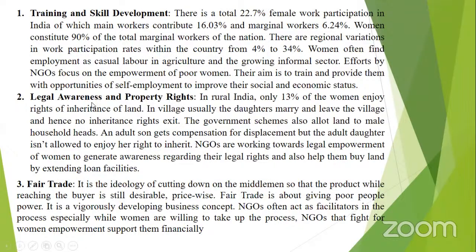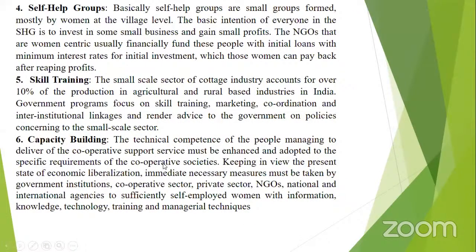Second, we talk about legal awareness and property rights. In rural India, only 13% of women enjoy the right of inheritance of land. In villages, usually the daughters marry and leave the village, and hence no inheritance right exists. The government scheme also allotted the land to male household heads, and an adult son gets compensation for displacement, but an adult daughter isn't allowed to enjoy her right to inherit. The NGOs are working towards legal empowerment of women to generate awareness regarding their legal rights and also help them to buy land by extending loan facilities.